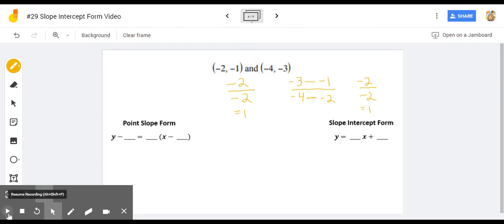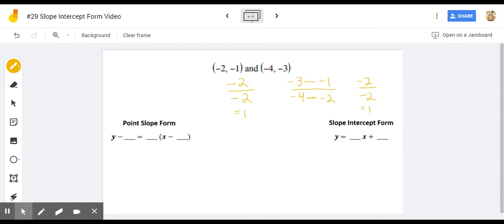All right, so let's try that again. We should get a positive 1 as our slope since we went down 2 and divided by another down 2 motion. So positive 1 is our slope. And now you can choose either one of those 2 points. This time I'm going to choose the second one just for giggles. So we have y plus 3 equals 1 times x plus 4 in parentheses. And that's using the second coordinates to put in my point slope form.